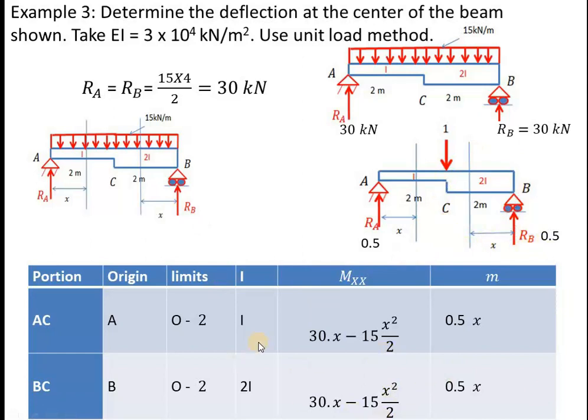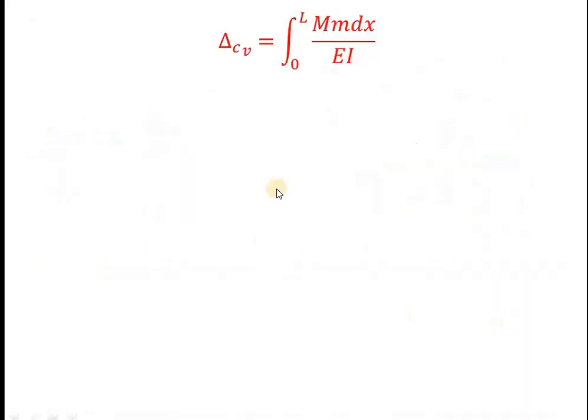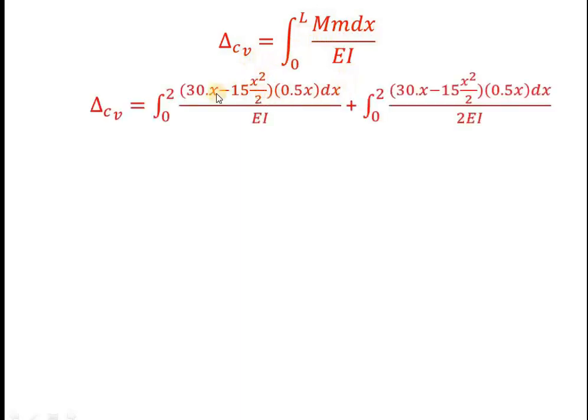So this is the table which gives the moment M due to the given loading, and small m is nothing but the moment due to the unit load in various portions. Now we know that the deflection at the center, that is C, in the vertical direction is given by the integration of M m dx by EI. There are two portions, one is 0 to 2 whose EI is EI only, and another portion 0 to 2 whose EI is 2EI. Then the bending moment due to the given loading is 30x minus 15x square by 2. Small m, that is the unit load moment, is 0.5x. Both the terms are the same because it is symmetric loading.